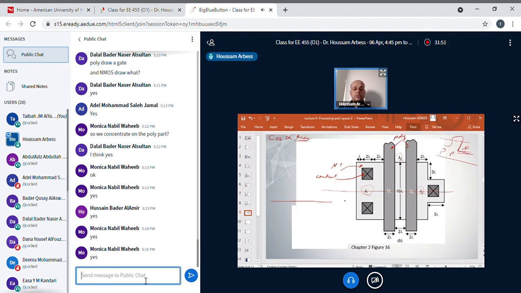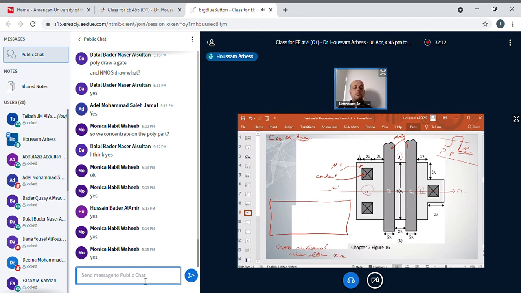So I will always start with a substrate. What I'm doing here is a cross-sectional view along x prime x. So here is x prime and here is x.